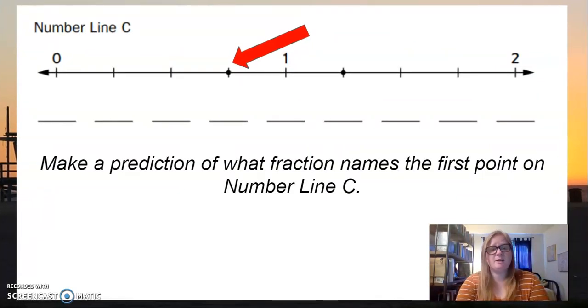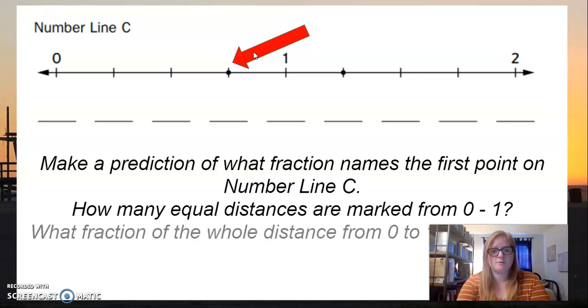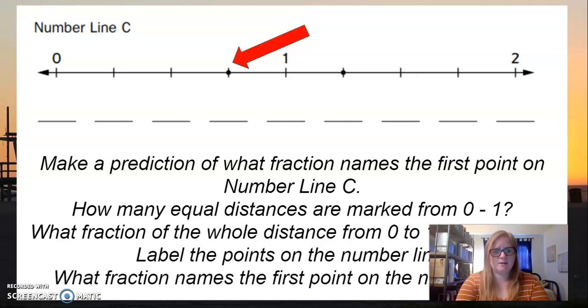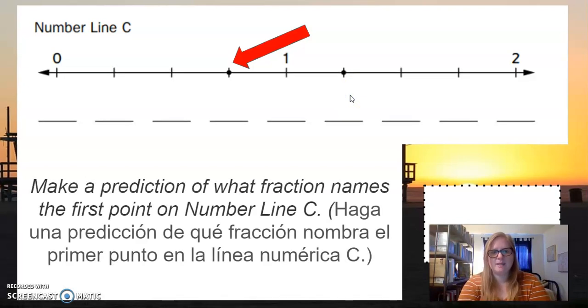So for this number line, I want you to make a prediction of what fraction names the first point on number line C. So what do you think this is going to be? How many equal distances are marked from 0 to 1? What fraction of the whole distance from 0 to 1 is each part? And then label the points on the number line. Hold on one second. There was an error on that last slide. You're still looking at the same number line as you just were, but first what I want you to do is make a prediction of what fraction names the first point on line C. And I want you to put your prediction here. I want you to pause the video and then come back.